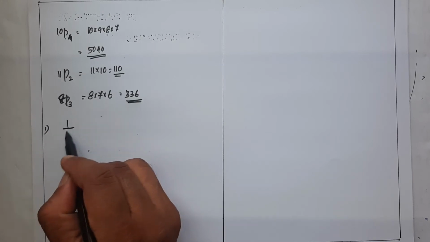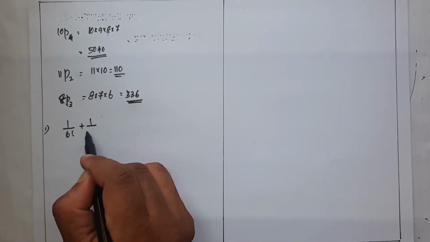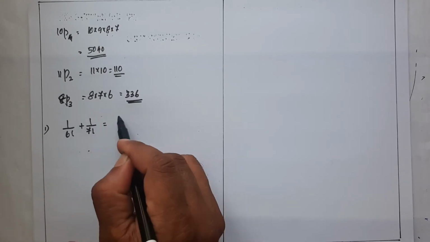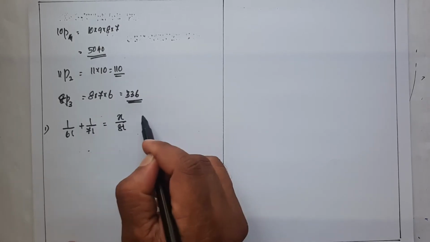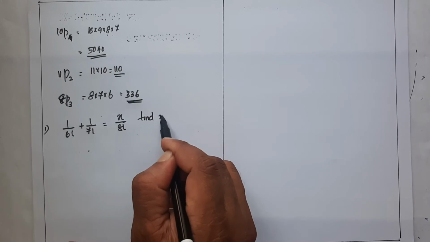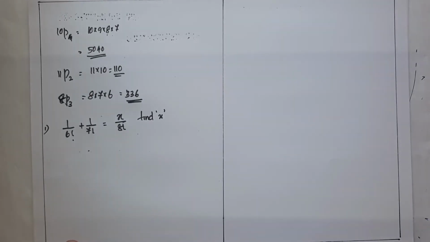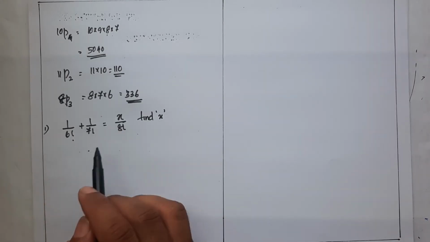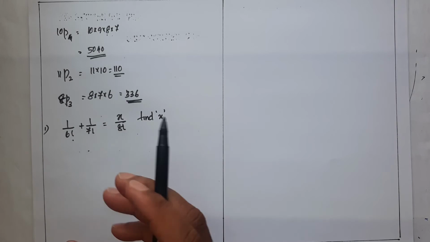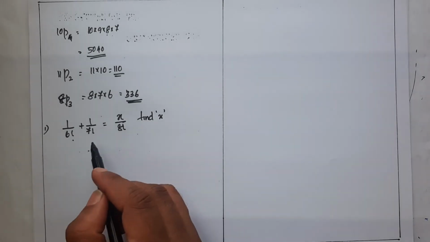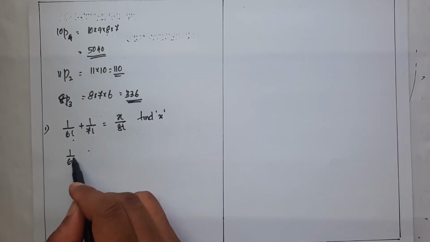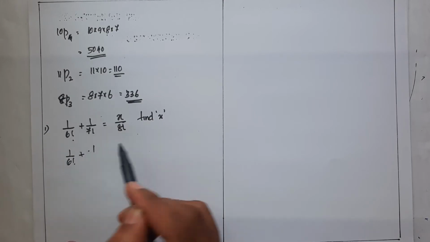Next question: if 1/6 factorial plus 1/7 factorial is equal to x/8 factorial, then find the value of x. That is, here in this factorial notation, the lower digit is 6. So 1/6 factorial plus here 1/7 factorial.